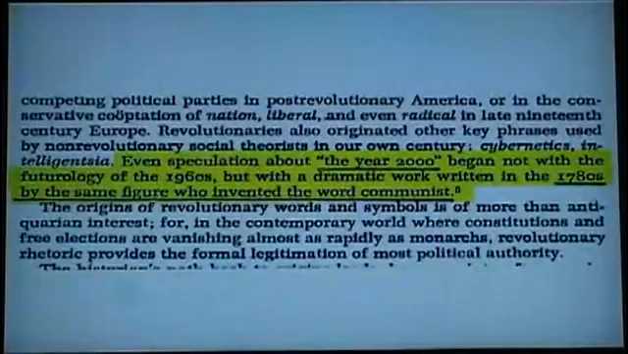Even speculation about the year 2000 began not with the futurology of the 1960s, but the year 2000 was important in a dynamic work written as far back as 1780 by the same figures who invented the word communist. So the very secret societies out of New York and Europe who were developing what we call communism as far back as the 1780s, you know, George Washington knew about them, called the League of Just Men. And they were writing about what was going to be happening in America in the year 2000 in New York.